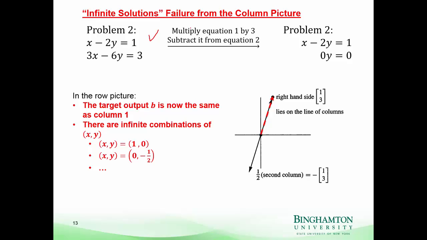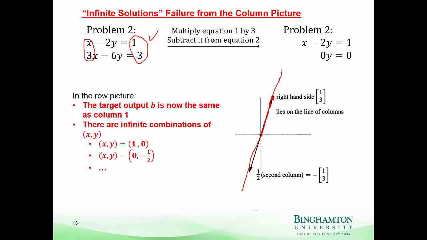So if we look at that, our target output B is now the same as column 1. So our column 1 is 1, 3, as is B. Now, it doesn't have to be equal to one or the other of the columns. B can be equal to anything that lies on the line in which those two columns fall.